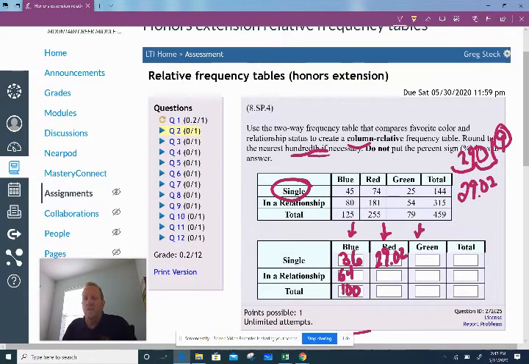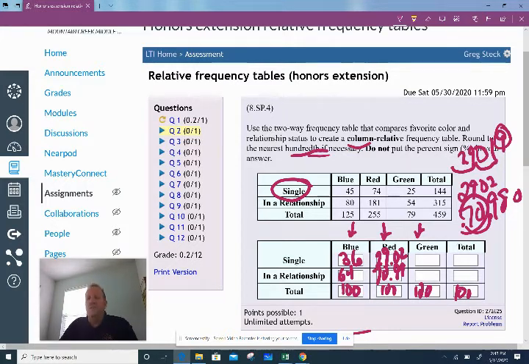Okay, let's try the next one. In a relationship, red, 181 divided by 255. Now, if I do this right, this should end up 71.98 or 70.98. And my answer is 0.70980. Move it two places. There's my percentage, 70.98. All of these, when you finish, should add up to exactly 100.